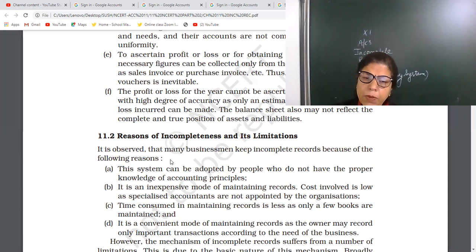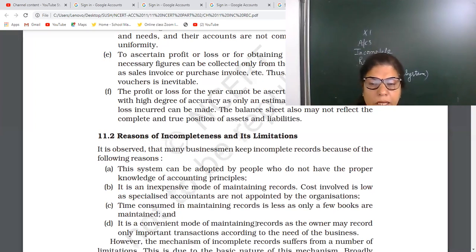Inexpensive mode of maintaining records because the cost is less. See, if the businessman is working on small scale, you can't expect that he will maintain the whole records, whole accounts, because he is earning less, he is dealing and doing the business on a small scale. So naturally, he will opt single entry system. And this system is adopted by the people, those who don't have proper knowledge. That's the reason of incompleteness.